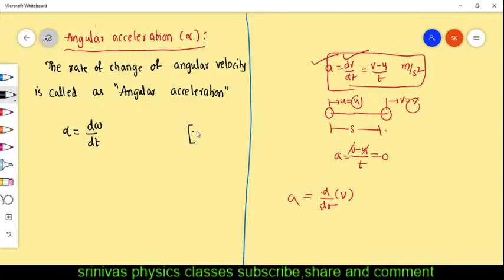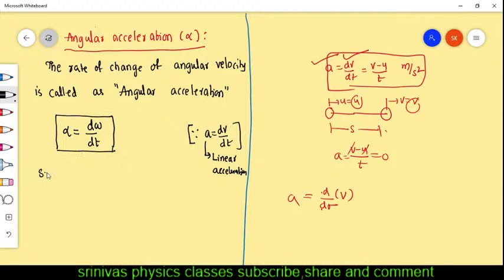Yes, it is just similar to acceleration. It is the rate of change of velocity, but that is in straight line motion. It's a linear acceleration, right? In the rotatory motion, the acceleration is called angular acceleration. Its formula is d omega by dt.